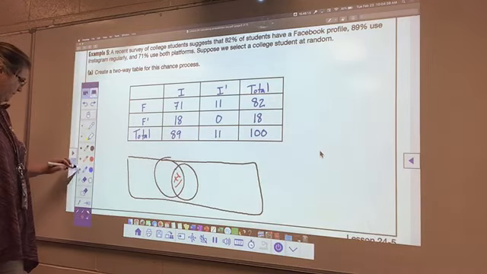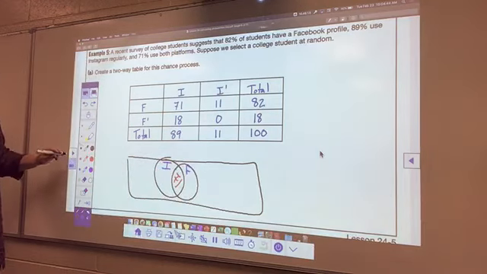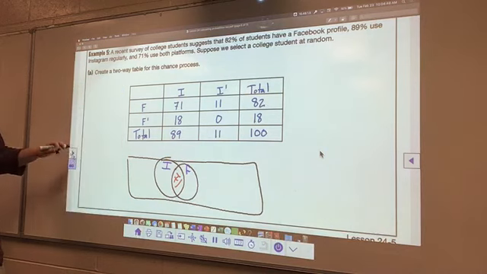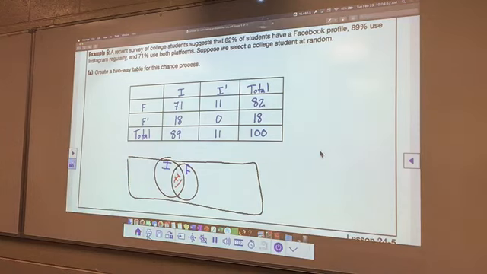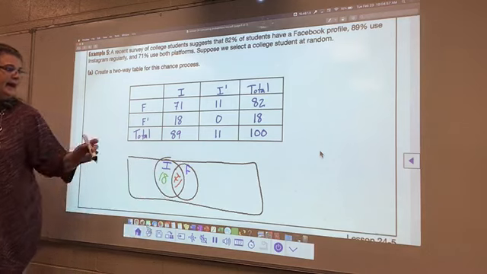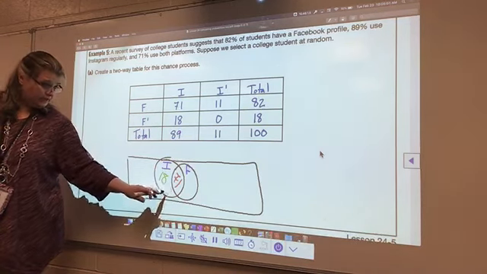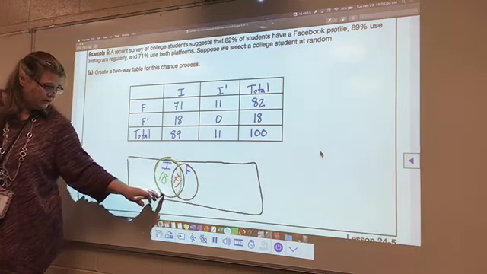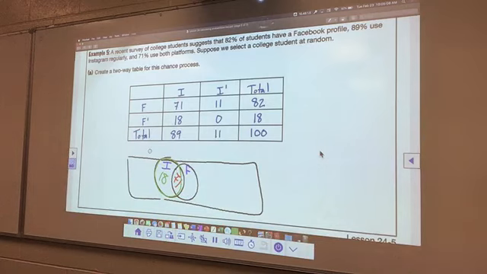Okay, so I have Instagram and I have Facebook. What number would I have here for my Instagram? 18. And why do I put an 18 here and not 89? We already included the people that use both. So this 18 is what has nothing to do with Facebook. Very good. That's just a common mistake that students make.